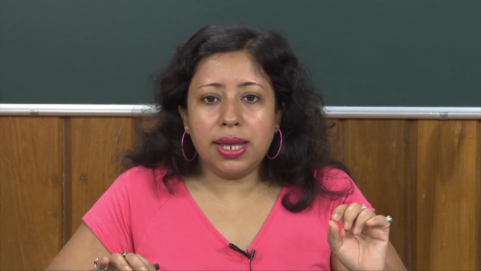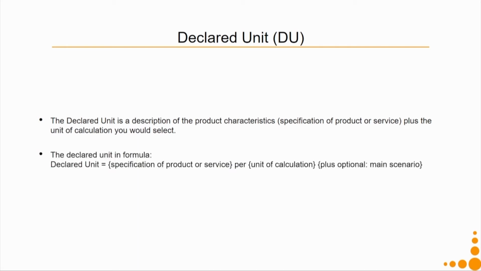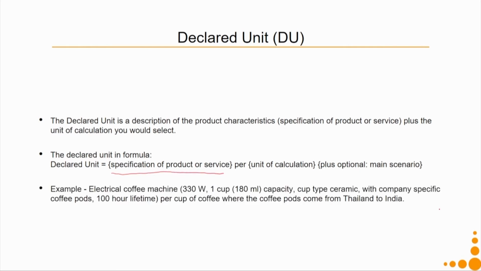So what do we do in such contexts? There comes the importance of something we call a declared unit. The declared unit is a description of the product's characteristics, that is, the specification of a product or service, plus the unit of calculation you would select. If I look at the formula, it says specification of a product or service. This one is very important.